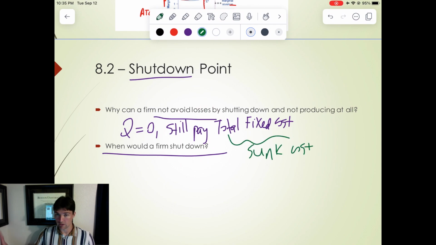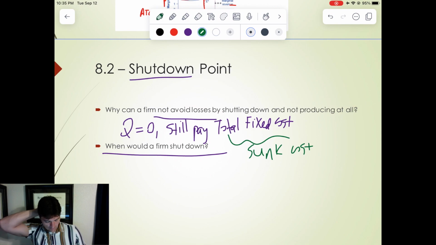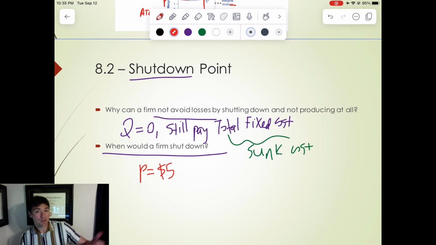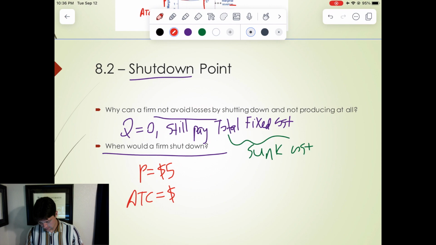And remember, we should forget about the sunk cost and only focus on the future, the marginal cost and the marginal revenue here. Well, when should we shut down? Well, let's say the price of our t-shirt is $5. And whenever we make a t-shirt, the average total cost is 10, right? So it's like, shoot, man, every time we make a t-shirt, we're losing money.